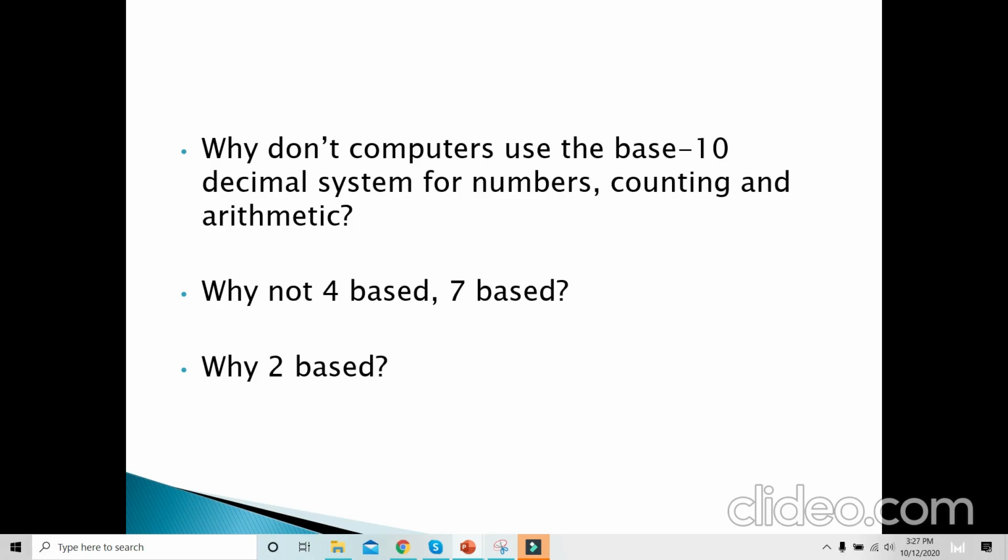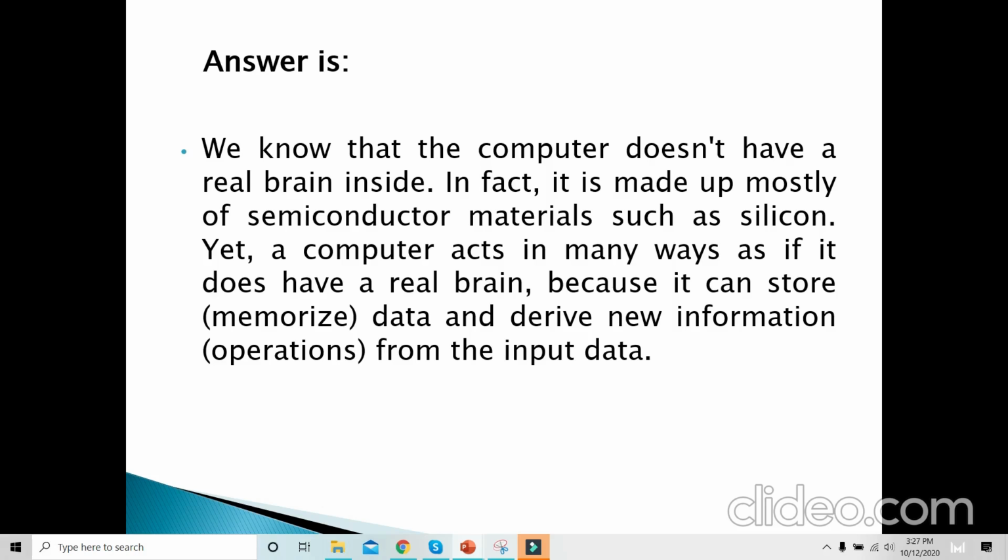The answer is that we know the computer doesn't have a real brain inside. In fact, it is made up mostly of semiconductor materials such as silicon. Yet a computer acts in many ways as if it does have a real brain, because it can memorize data with the use of storage and memories and derive new information operations from the input data.